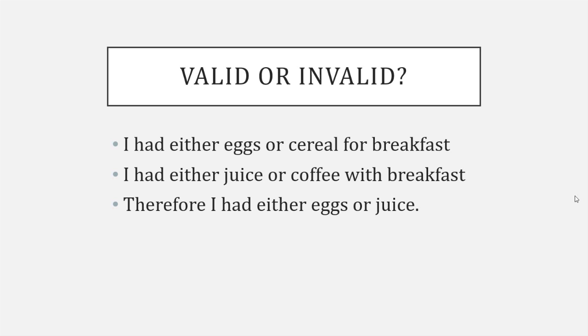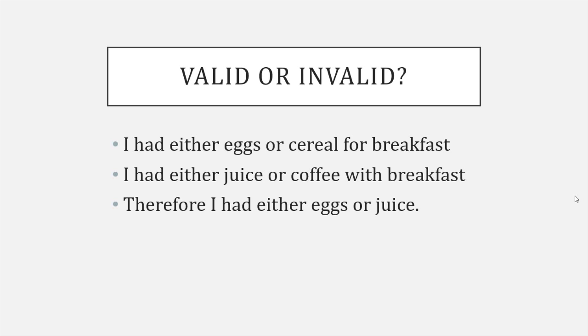Okay, so we need to make the conclusion false. If the conclusion's false, then you didn't have eggs and you didn't have juice, right? Is there some way that the first premise can be true? You got it?